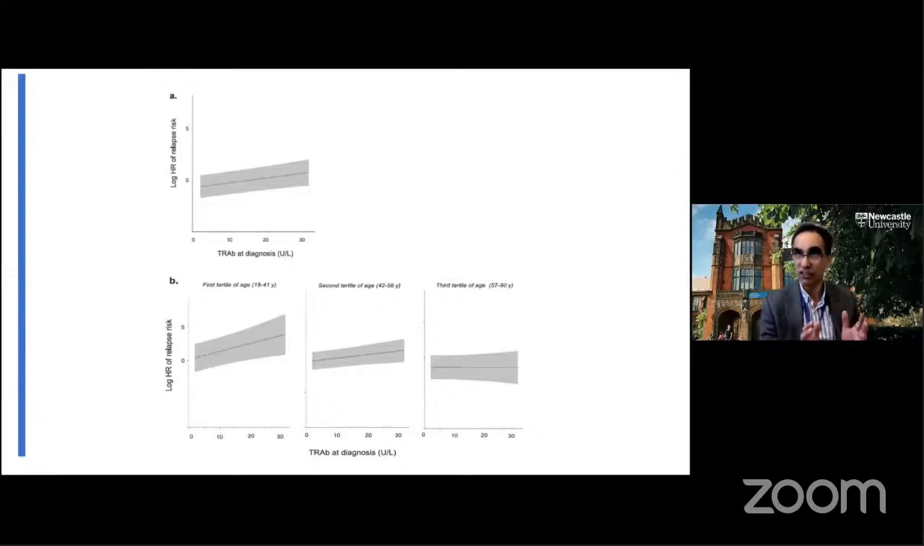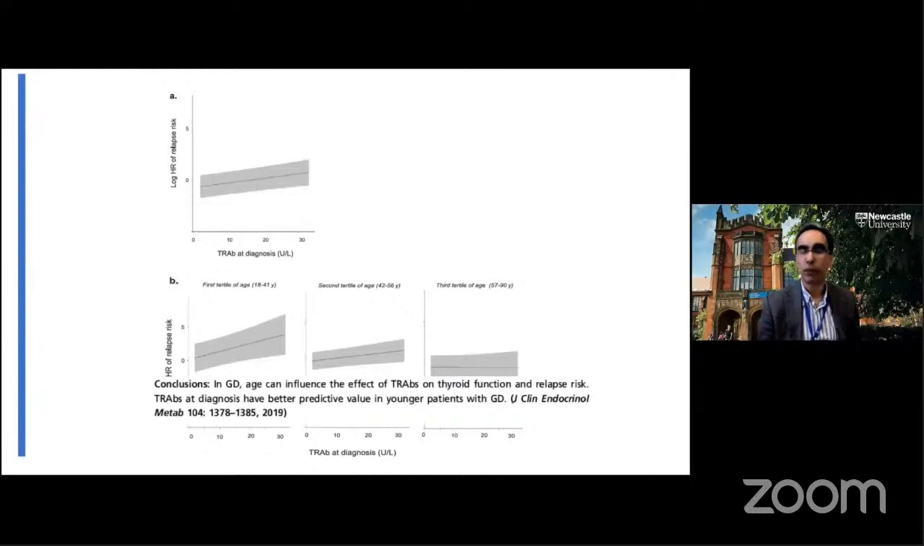So using TRAbs is all well and good, but we have to keep in mind certain limitations, particularly around age, and the fact that most commercial TRAb assays will not differentiate between stimulatory versus blocking antibody. So what we can conclude from this specific part is age does have an influence on TRAbs and the effect on thyroid function and risk of relapse. And TRAbs at diagnosis have better predictive value in younger patients with Graves' disease, but not so much in older patients.